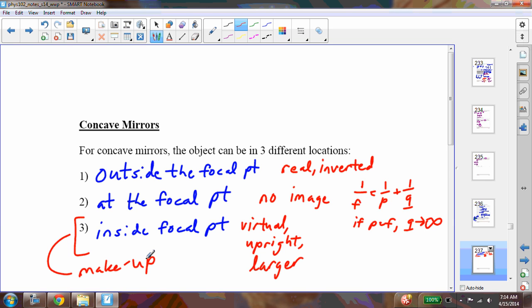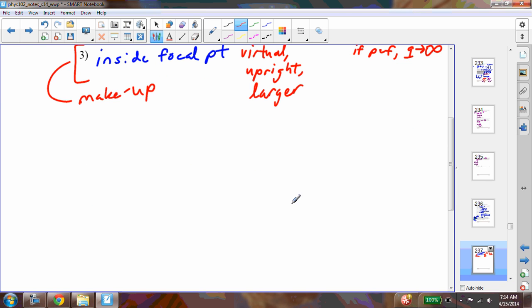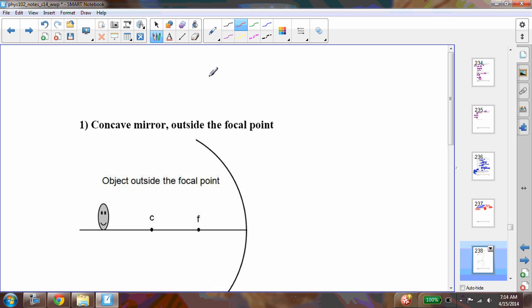All right, so we're going to have these three scenarios, and I'll draw the rays for each of them for our mirrors. We'll pause there, and I'll pick up next with the ray diagrams for each of these.